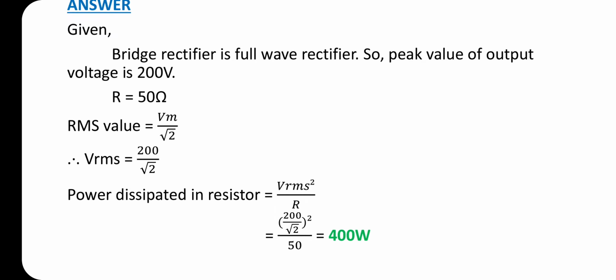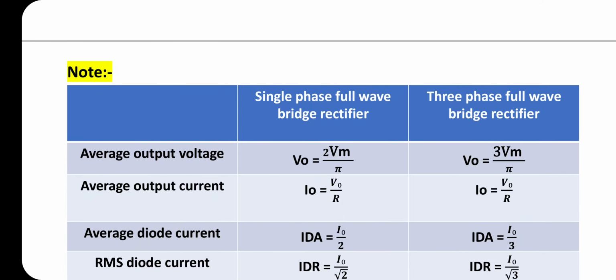Given the bridge rectifier is a full wave rectifier, so peak value of output voltage is 200 volt and given R equal to 50 ohm. Therefore, RMS value equal to Vm by root 2. Therefore, we will get 200 by root 2. Power dissipated in resistor equal to Vrms square divided by R. Substituting the values of Vrms and R, we get power dissipated in resistor as 400 watt.